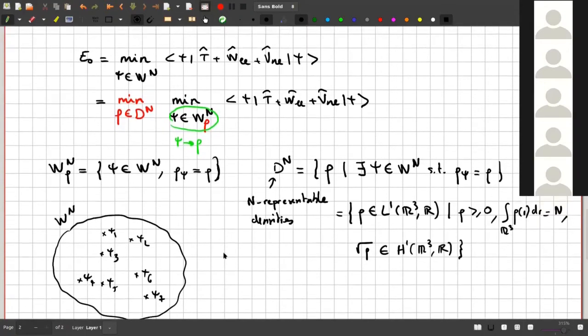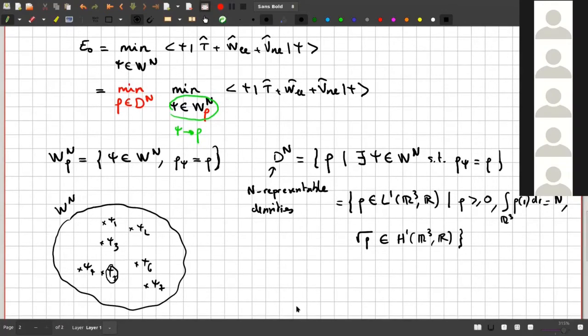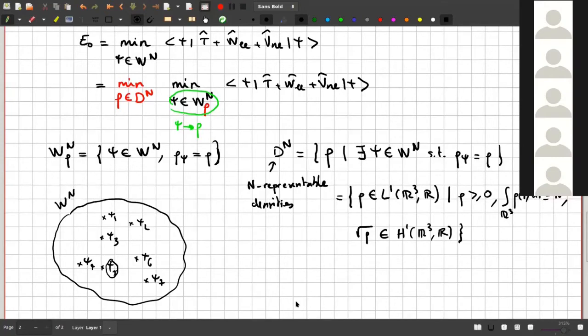In the first minimization here, this is very simple. I calculate the expectation value of the Hamiltonian over all these possible wave functions, and I look at what is the lowest one. For example, let's say this is psi5, which gives me the lowest energy. Okay, fine. Now, in the second way of doing this minimization, what do I do?